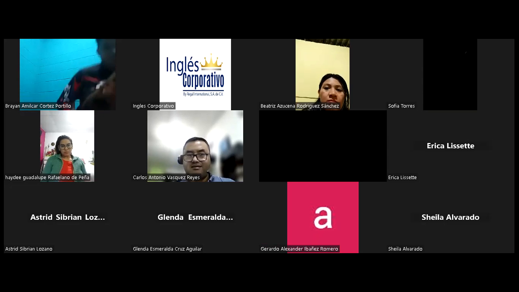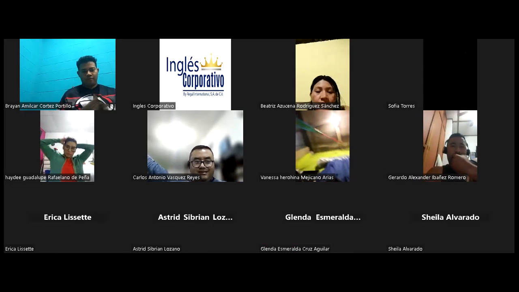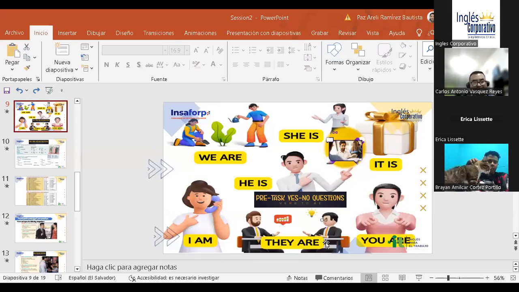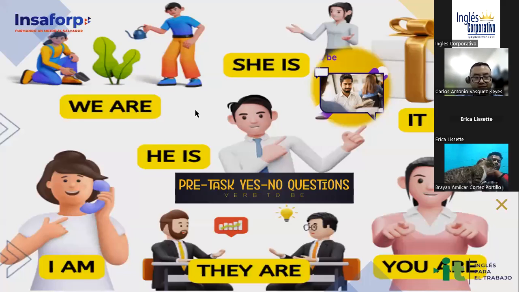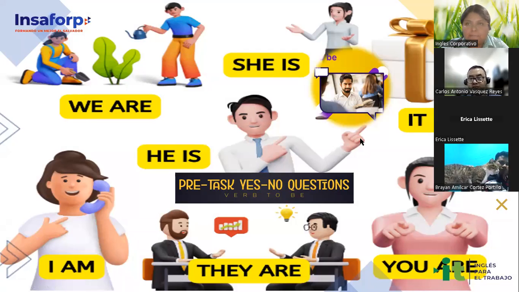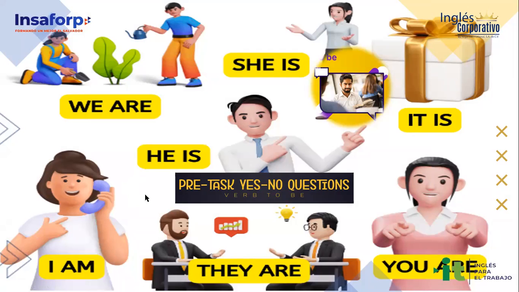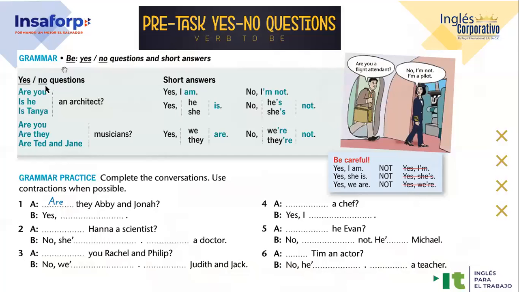Hello, hello, guys. Welcome back. As part of our last point for today's class, is the structure for the yes, no questions. Entonces, la estructura de las preguntas, ya cubrimos ahí la parte de las negativas y affirmative statements. So how do we form that? Look at this. Here we have a chart. Les muestro el chart. So with be, yes, no questions, and short answers.